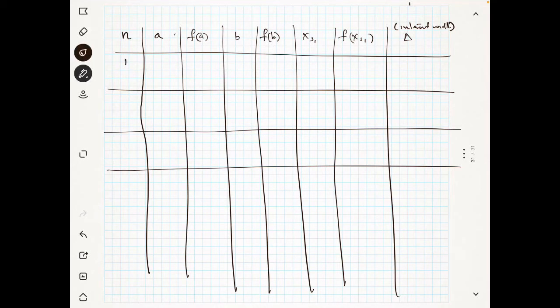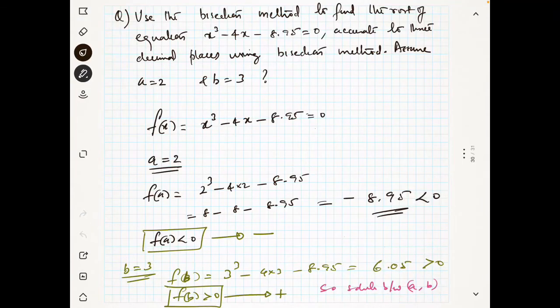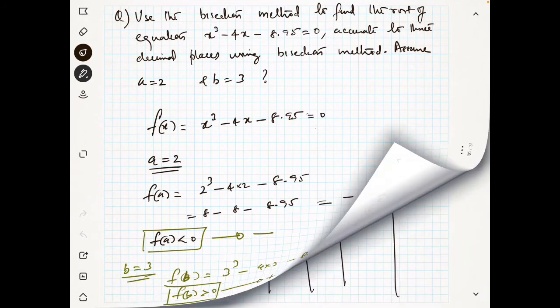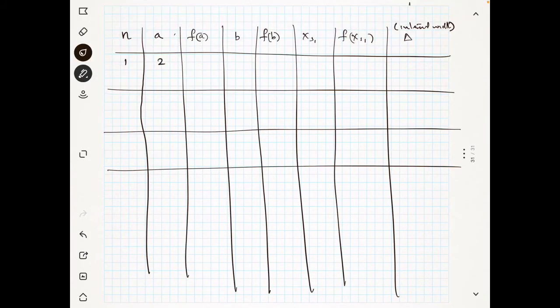Now, first iteration, we know that a is equal to 2 and b is equal to 3, and f of a we have already got, minus 8.95, and f of b is 6.05. Now my new solution is nothing but xs. So how will we find it? We will find xs is equal to (a plus b) by 2. That means you take the average of 2 and 3. The average of 2 and 3 is 2.5, right? So you got 2.5.